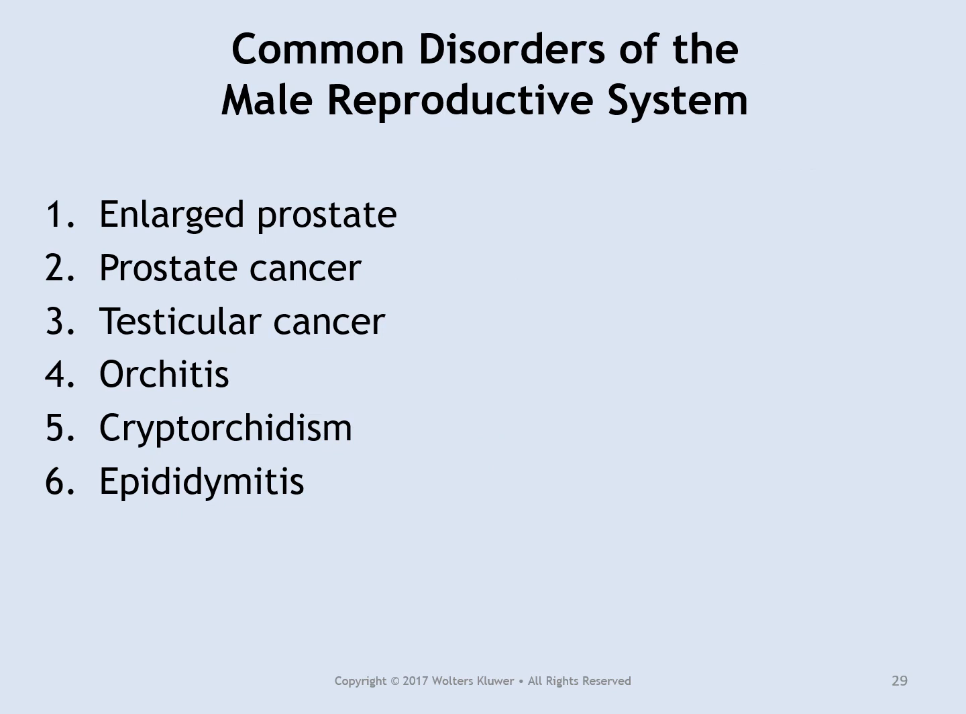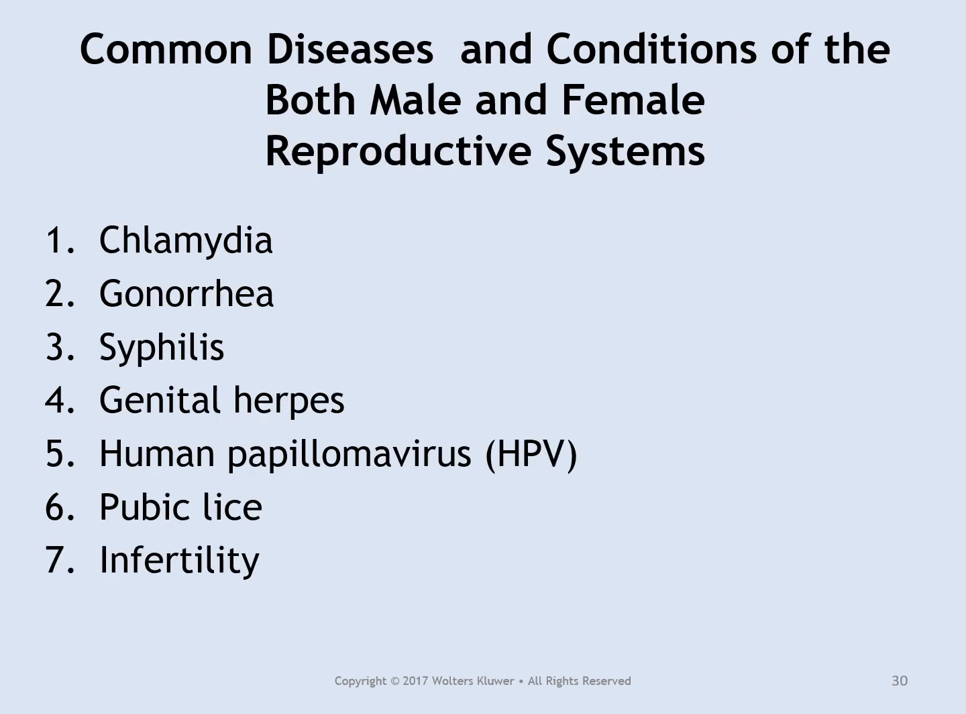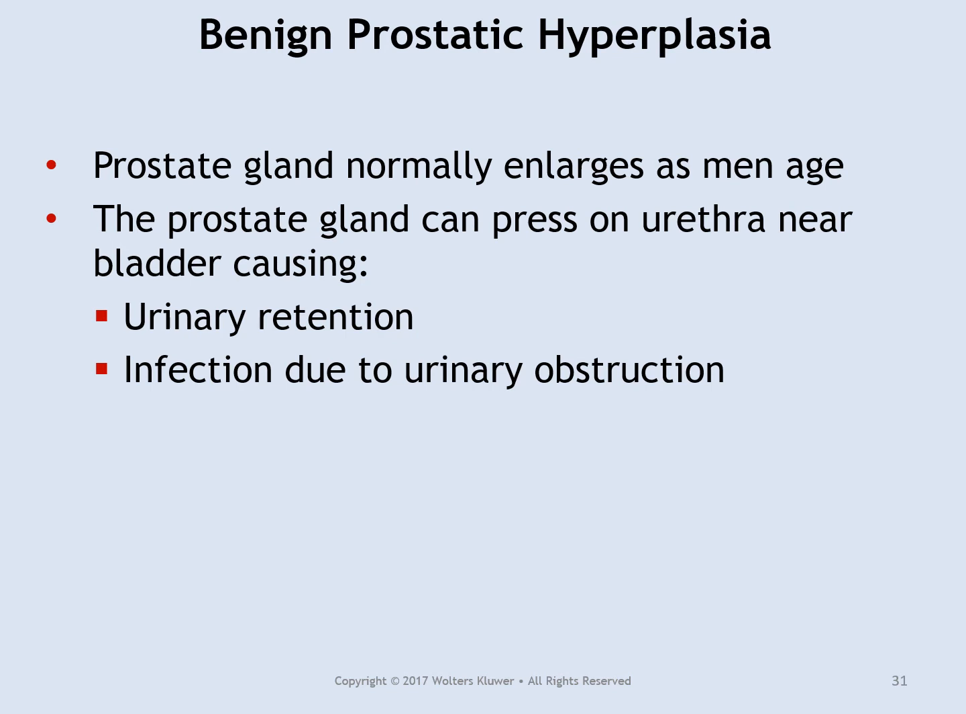Okay, moving on from STIs. Let's look at some stuff that's specific to the male reproductive system. Most of these diseases we've talked about already. Okay, benign prostatic hyperplasia, you see abbreviated BPH.